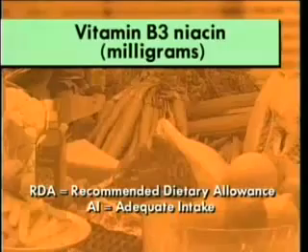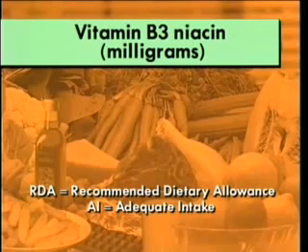RDAs are set to meet the needs of almost all individuals in a group. The AI represents the mean intake for healthy breastfed infants and is believed to cover the needs of all individuals in other life stage and gender groups where there's not enough data to establish an RDA. Let's look at some examples.